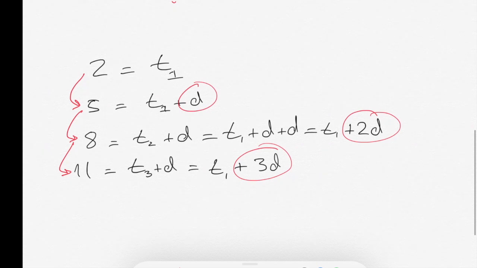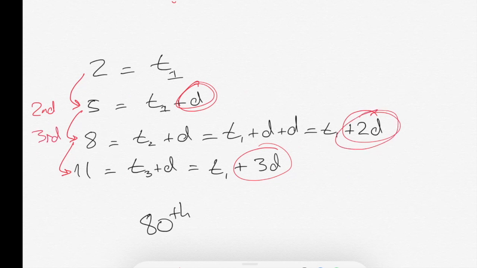So let's go back to my original question, which is, what is the 80th term? Well, this is the second term, but we're only adding one lot of the difference. This one here is the third term, but we've added 2 lots of the difference. And so it's clear that to get to the 80th term, we're going to add 79 lots of the difference. In this case, that's 79 times 3.